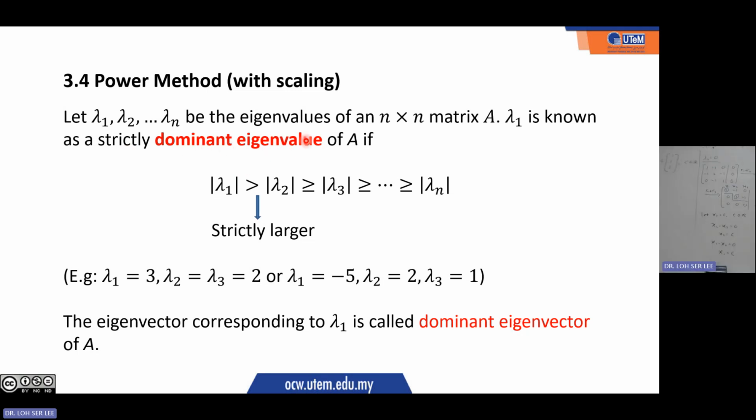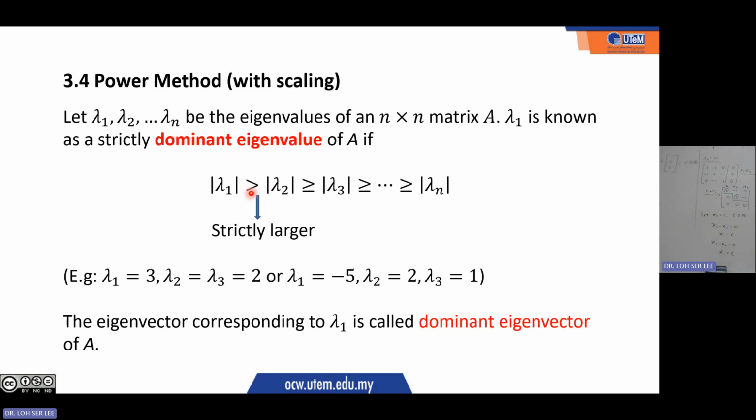Lambda 1 must be strictly dominant. Strictly dominant means it must be the largest. For example, if you have 3, 2, and 2, this is the first example. Lambda 1 is 3, lambda 2 and 3 is 2. So this is your lambda 1. And for the second example, if you have -5, 2, and 1, -5 is your lambda 1, because it has the largest magnitude. This is the dominant eigenvalue.